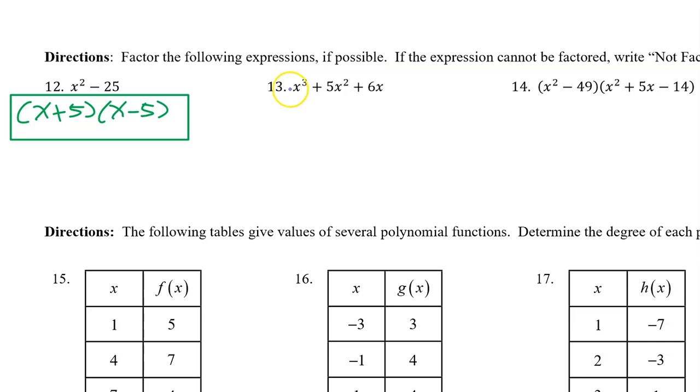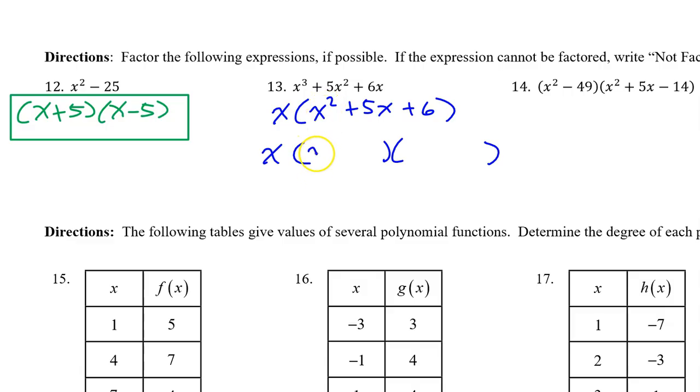On number 13, I noticed that every term has at least one x in it. That means we can factor out an x to start with. So that's going to leave behind x squared plus 5x plus 6. The question is, will this factor any further? Let's try. So if this factors further, it's going to be as a binomial times a binomial.